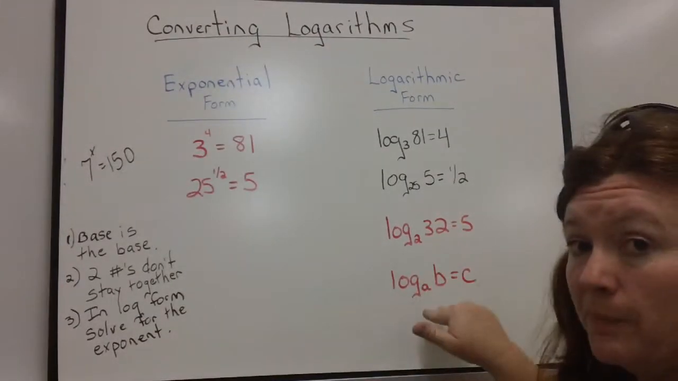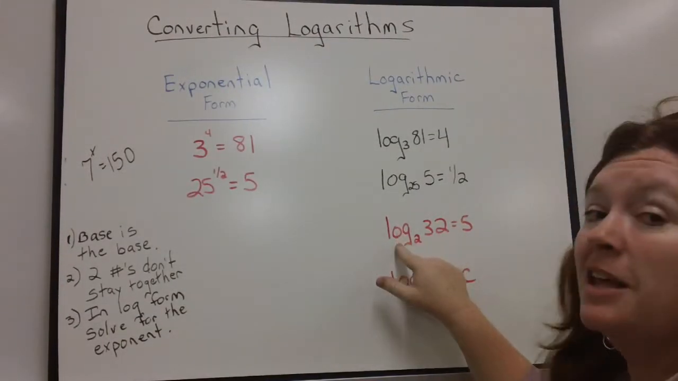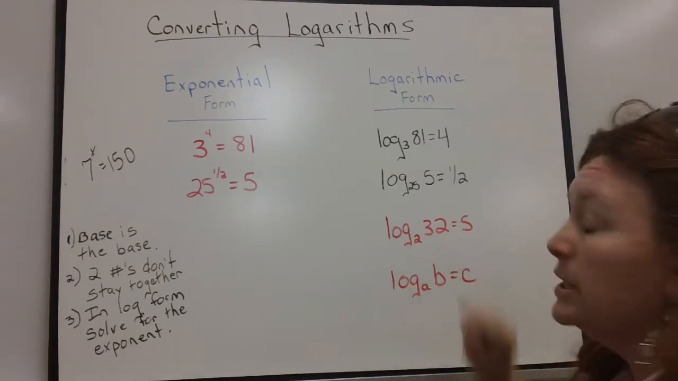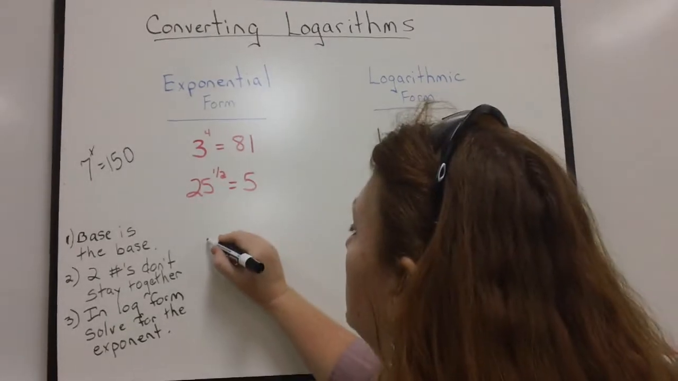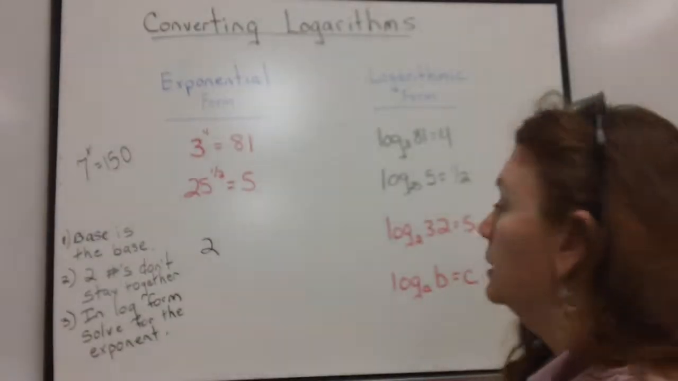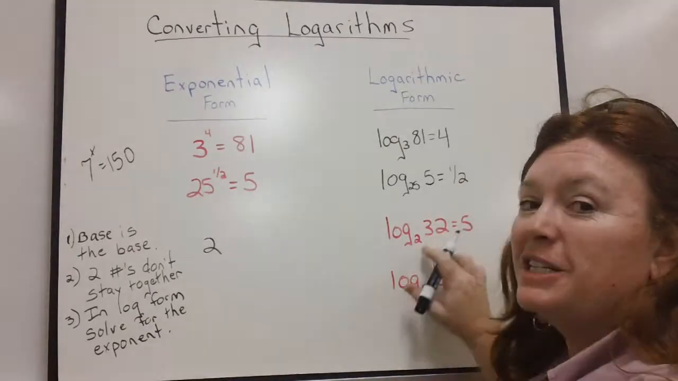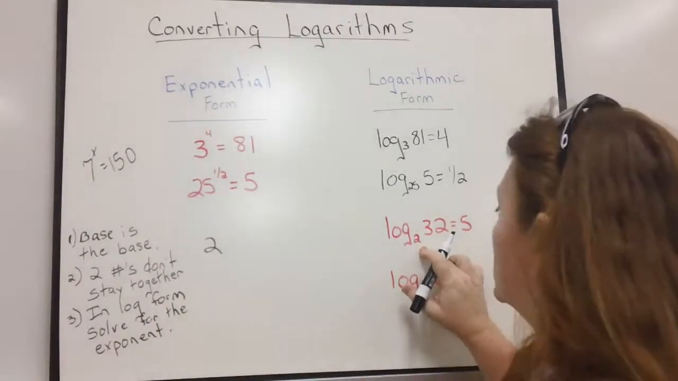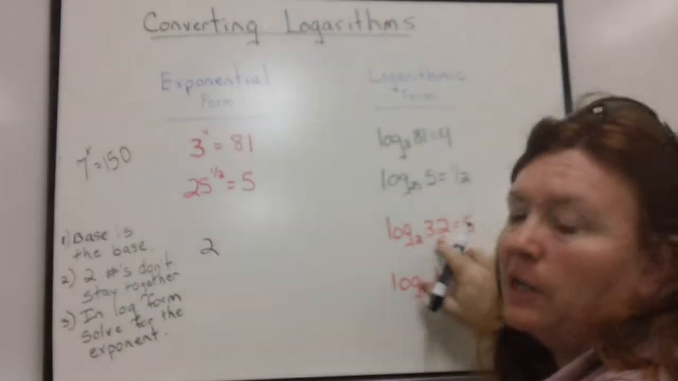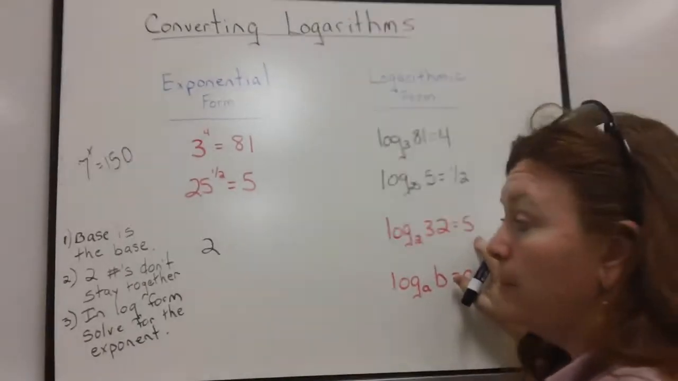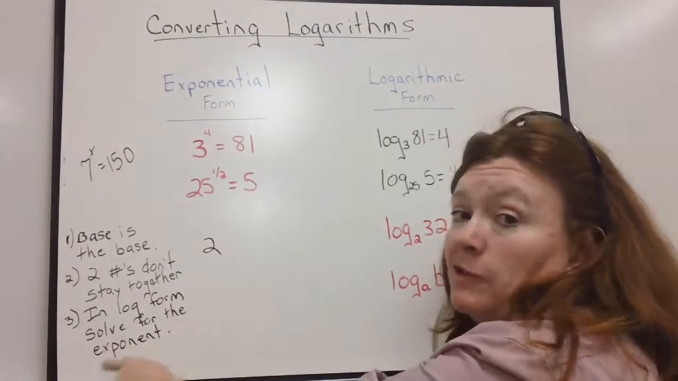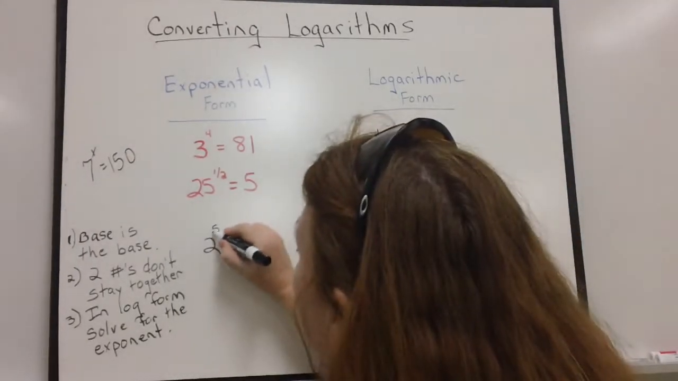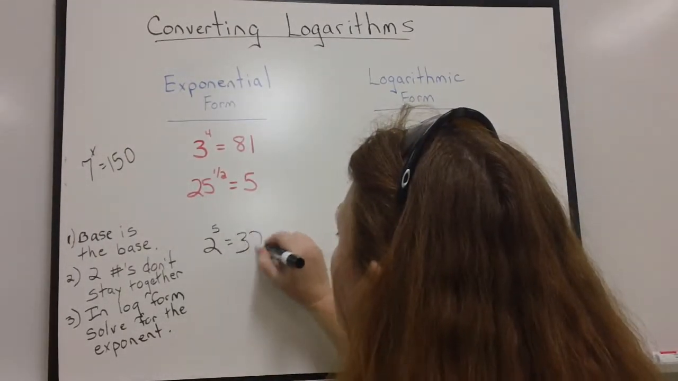These are in log form. What is my base? This says log base 2 of 32 equals 5. So my base was 2. So I'm going to start by writing a 2. The two numbers that are together on one side do not get to stay together when you switch it to the other form. So it's not 2 to the 32 power, it's 2 to the 5. And remember, in log form, you have solved for the exponent. So 5 is my exponent. 2 to the 5th equals 32.